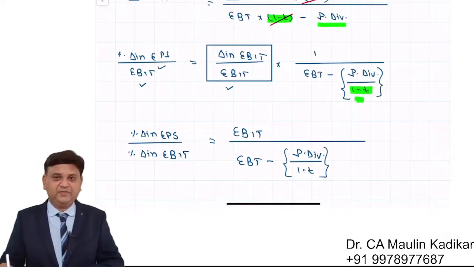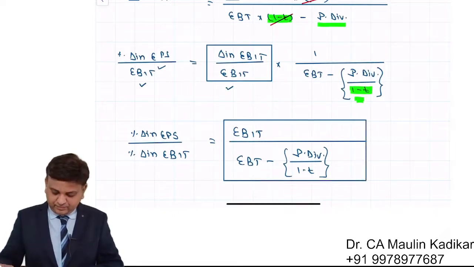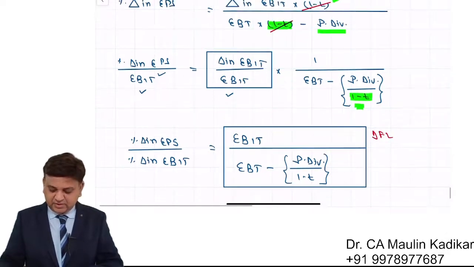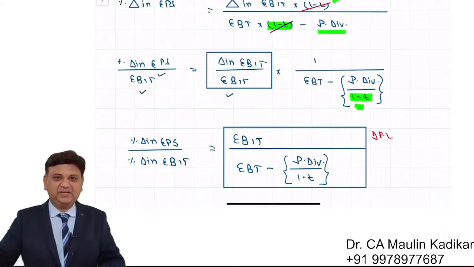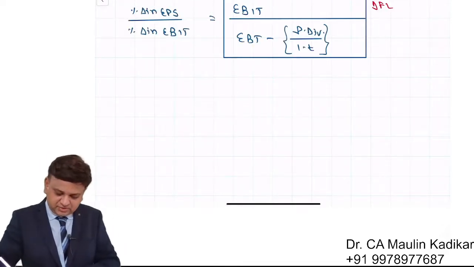This is the way we have the equation. And this is called degree of financial leverage, which measures what is the percentage change in EPS for every 1% change in EBIT. So write down a note for this first point.